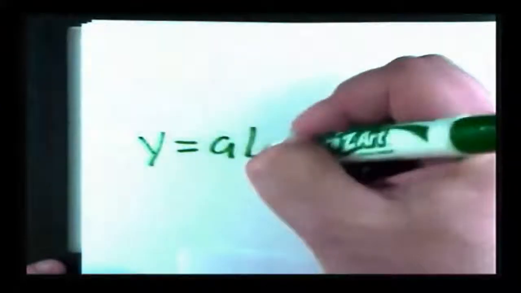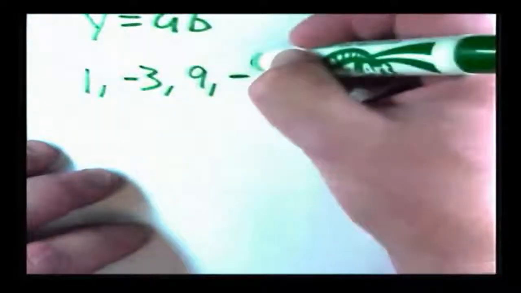Geometric. So that means we have y equals, you can't see it, but it's some number a times b to the x. Okay? That's the definition of a geometric sequence. So what's happening here? We have 1, -3, 9, -27.